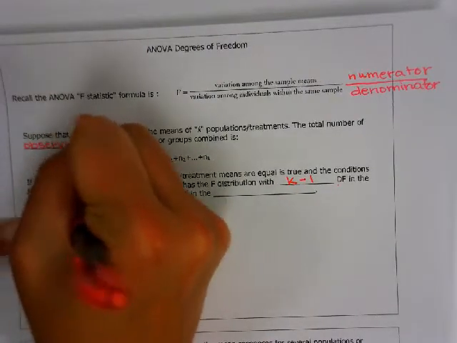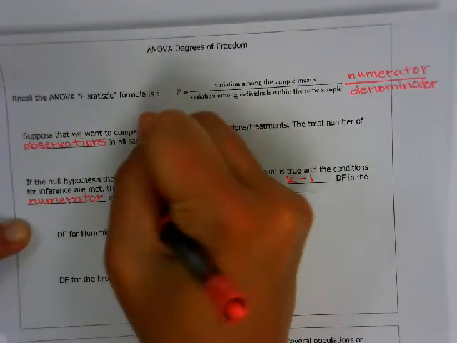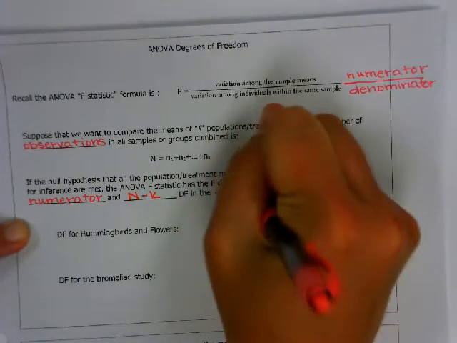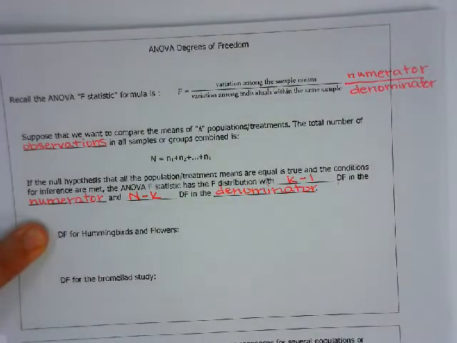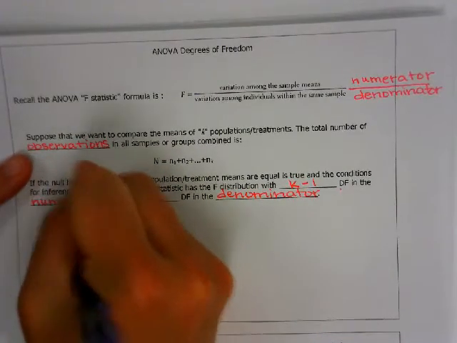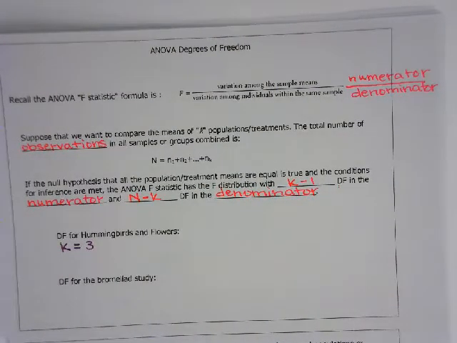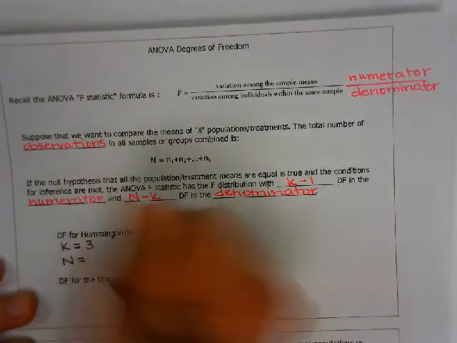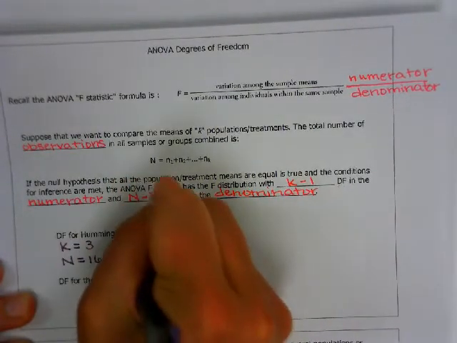So if we go back to the hummingbird example, K was 3 because we had the bee flower, the red flower, and the yellow flower. Capital N, we had a sample size of 16, a sample size of 23, and a sample size of 15, which would be 54. I just added 16, 23, and 15 together. You're welcome.